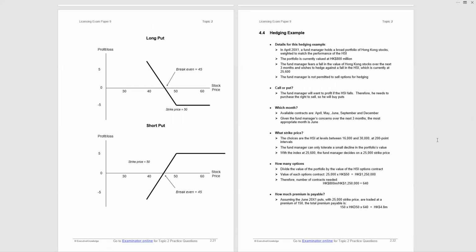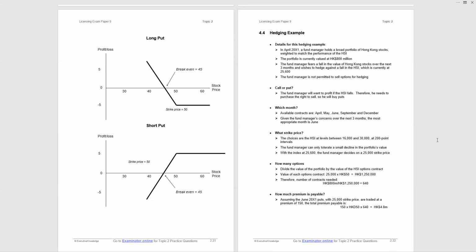But as the price of the underlying stock falls, then it becomes more and more attractive. Once it falls below 50, it's worthwhile exercising. We sell at 50, we buy it below 50, we make a profit, and that will cover part of our premium until we get to 45. So if the price falls to 45, we sell at 50, buy at 45, make $5 profit. That covers the premium and you have a break even.